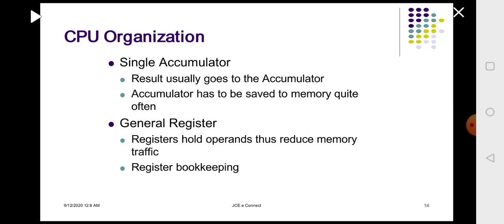General registers hold the operands, thus reducing the memory traffic and register bookkeeping. For example, for general registers, we will have R0, R1, R2, maybe up to R7. These registers are used to hold the data, so it becomes easy whenever you want some data for arithmetic and logical operations. The data is readily available in the processor. You do not have to go to the memory, fetch it and get it back to the register and then do the operation. So it will help to keep a sequence or a series of numbers for arithmetic and logical operations.